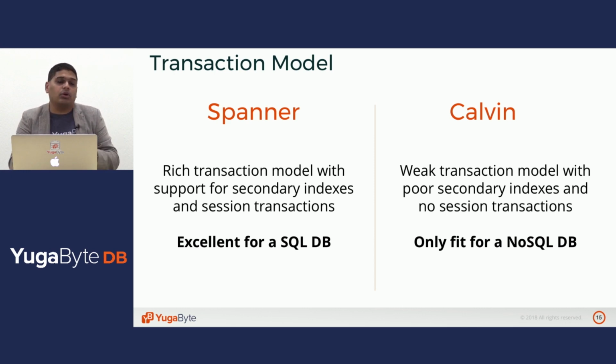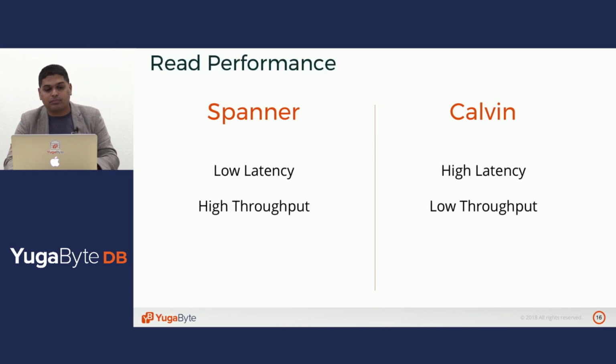And there is absolutely no support possible for session transactions because Calvin requires all the transaction inputs to be pre-processed in the sequencing layer before it submits to the storage engine. So there is no possibility of you submitting the various operations in the transaction one by one. This makes Calvin fit for only a non-SQL API layer, which is a NoSQL database.